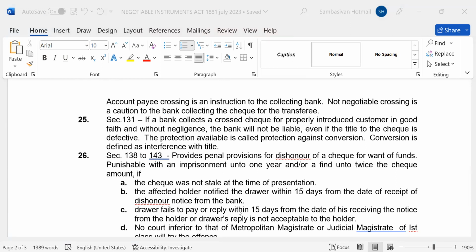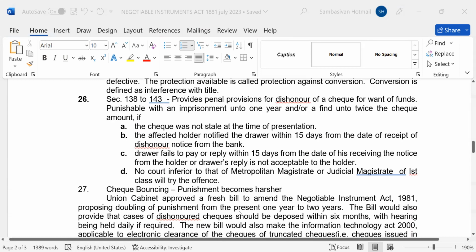Account payee crossing. Account payee crossing is an instruction to the collecting bank. Not negotiable crossing is a caution to the bank collecting the check for the transferee. Section 131. If a bank collects a crossed check for a properly introduced customer in good faith and without negligence, the bank will not be liable, even if the title to the check is defective. The protection available is called protection against conversion. Conversion is defined as interference with title.